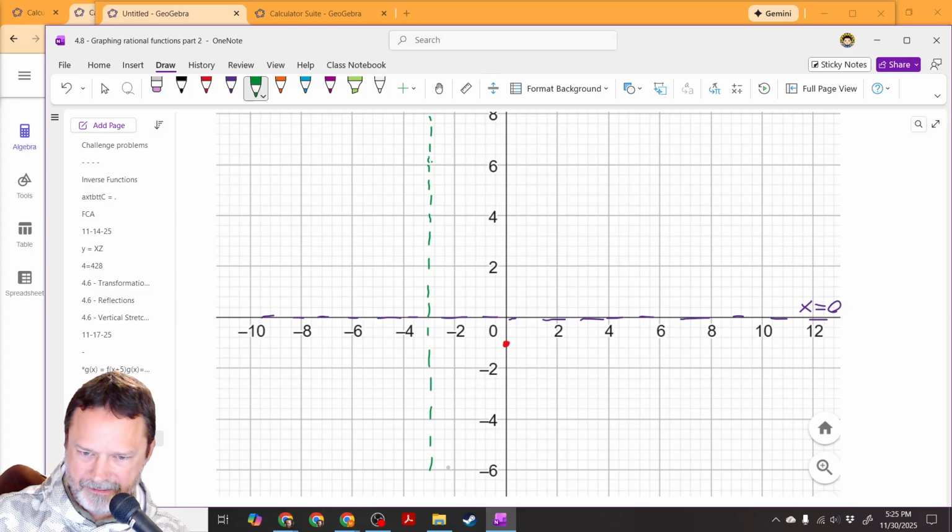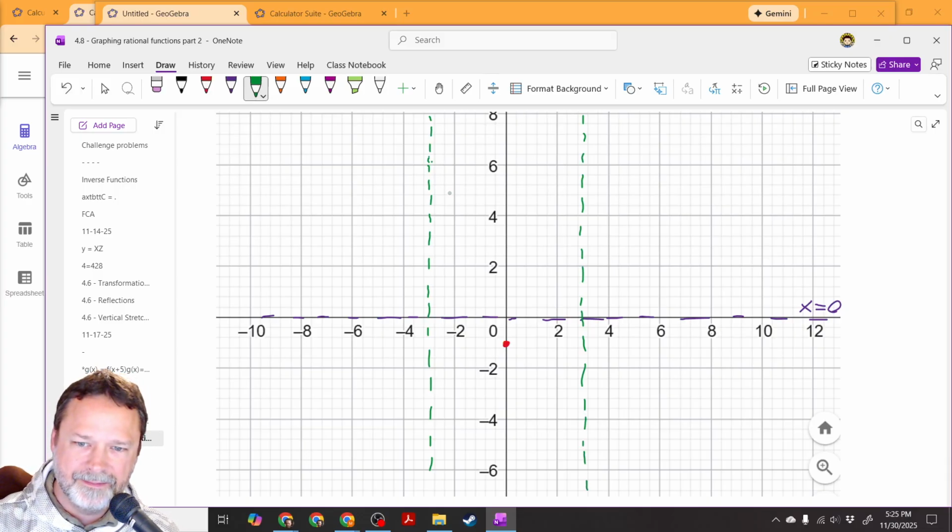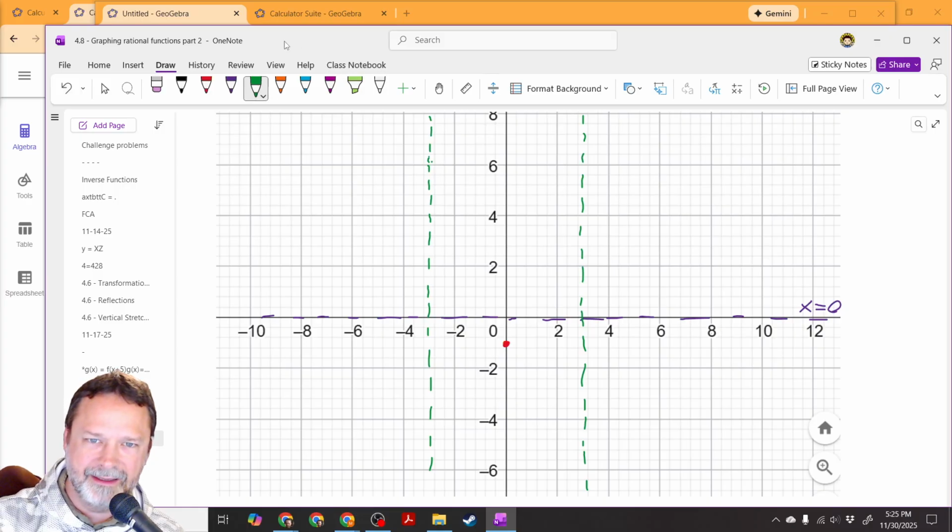There we go. And we got one at +3. Mark that up. Okay, so we got 6 regions here, kind of, sort of. And we kind of know what one is doing.